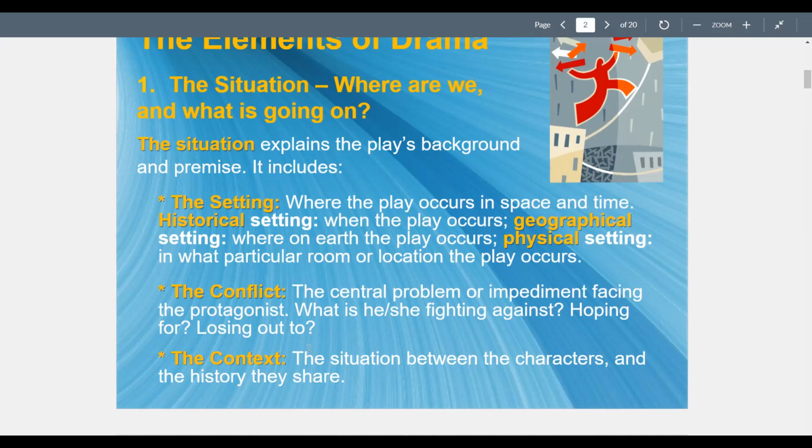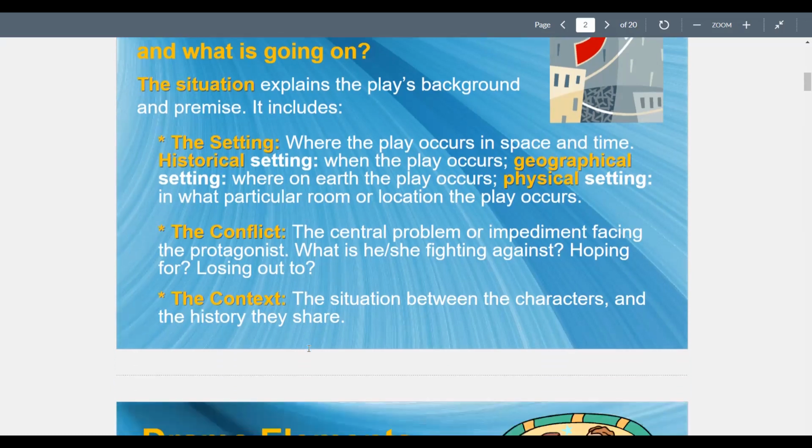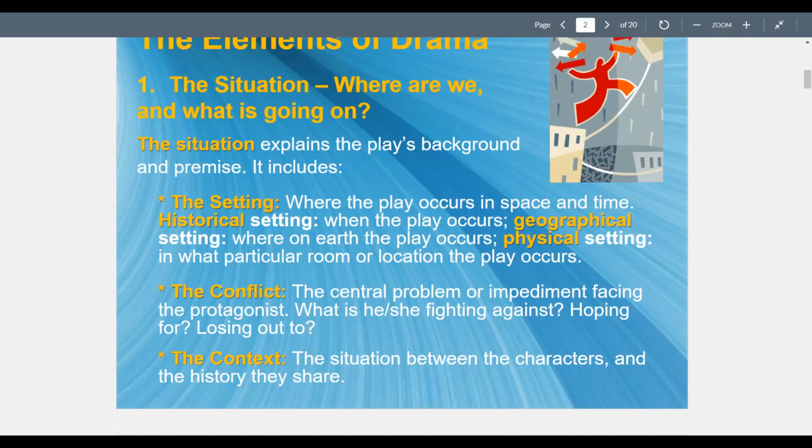So in Oedipus, we understand that Oedipus is the king, Jocasta is the queen, his wife, Tiresias is the blind prophet. Same thing, Midsummer Night's Dream. We start to understand who the characters are. Same thing with Trifles. And we all get that in the very beginning of the play, so we kind of understand where are we, what's going on, who all is involved.